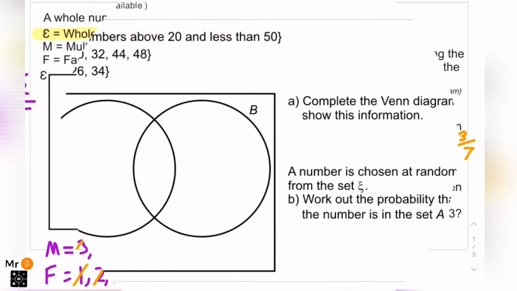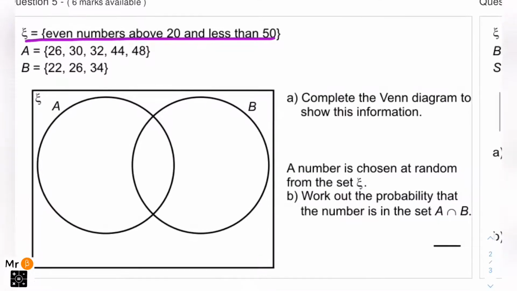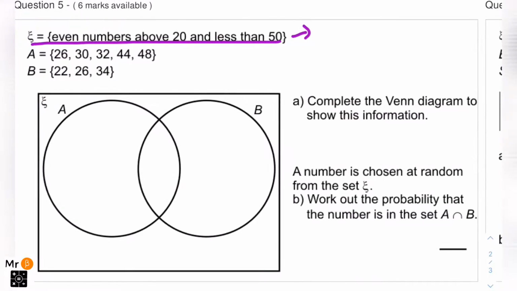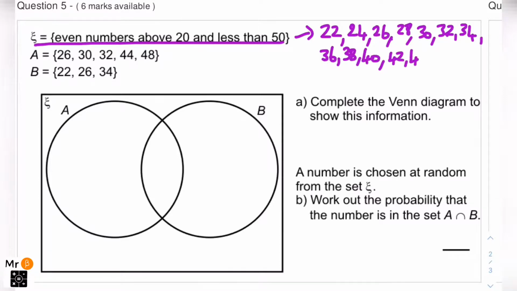So our fifth question, our set is all of the even numbers above 20 and less than 50. So again, to begin with, I'm going to start by writing all of my even numbers between 20 and 50, but making sure I do not include 20 and 50. So now I've written all of my numbers. These are the numbers which must appear in my Venn diagram.